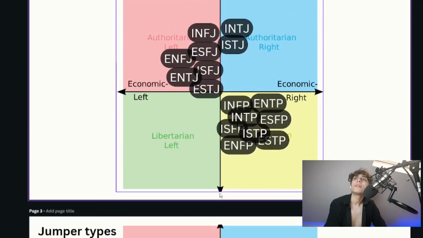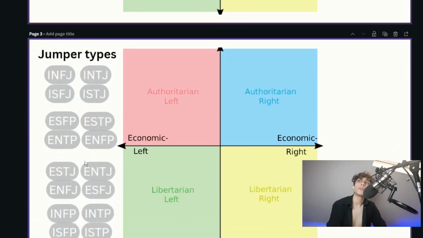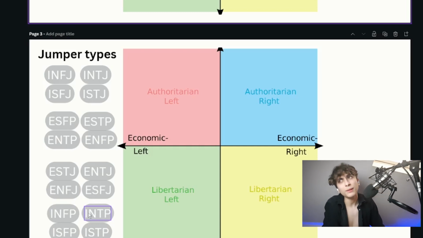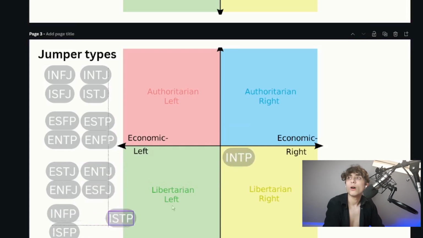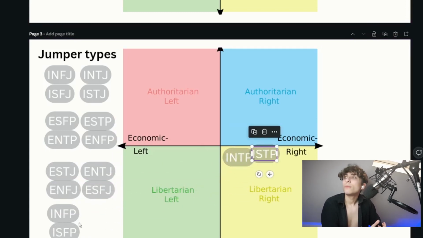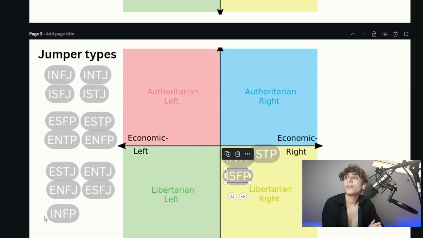Now here's the funny thing. With jumper types, it becomes more complicated, because the INTP, who preferred TI and then NE, both of which are more libertarian and more right, is now a bit of a centrist. Why? Well, he has SI, which is more authoritarian, tendentially speaking, but TI, which is tendentially libertarian and right. So it's a bit complicated now, isn't it? But if I had to go off this, it's going to be more or less somewhere around this.